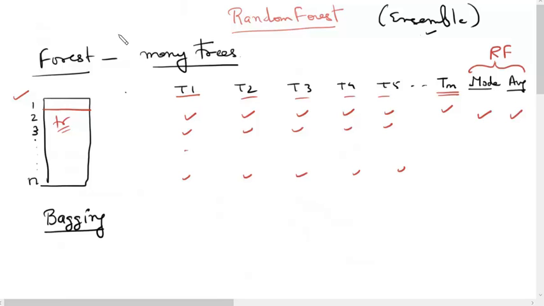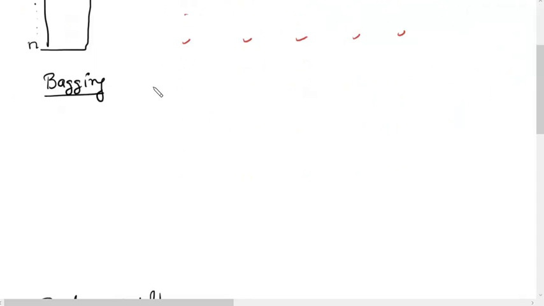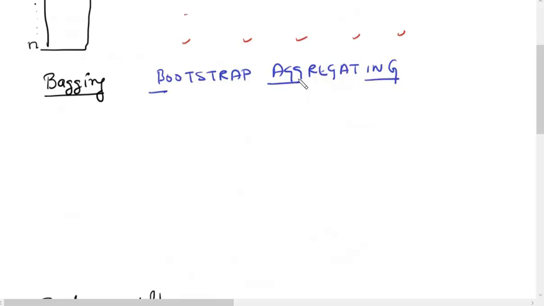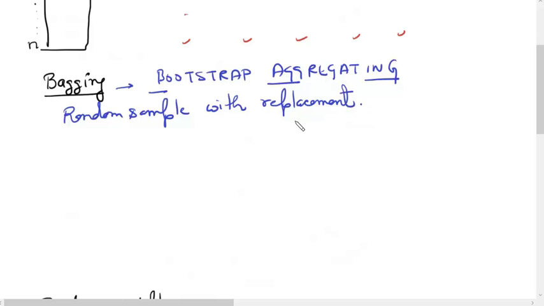Now let us see how these individual trees are formed. We have seen how we create multiple models, and using those multiple models we finally make a prediction. But how are these individual models formed? How are these trees formed? Let us look at that in detail now. Random forest uses a technique called bagging. Bagging stands for bootstrap aggregating. The word bagging comes from here, B-A-G-G-I-N-G. So what does bagging mean? Bagging means random sample with replacement.